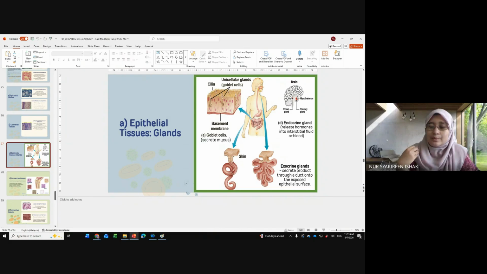And then we have the other gland, which is the exocrine gland, and one of its functions is to secrete enzymes. Examples are the salivary glands, which secrete saliva containing amylase, right? And then we have the sweat gland, which secretes sweat onto your skin. So we have exocrine glands.